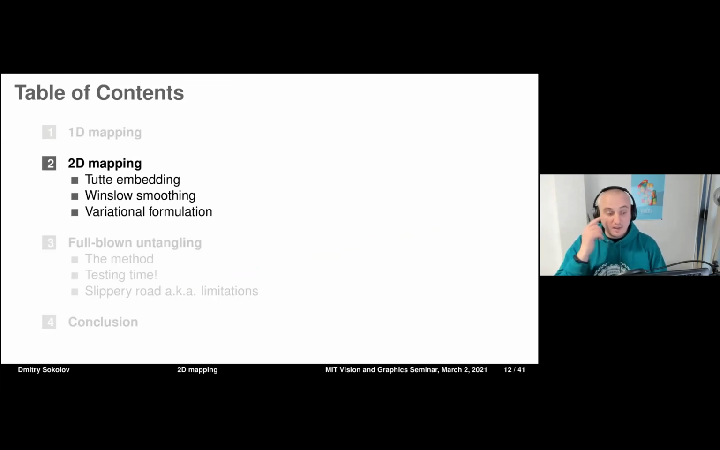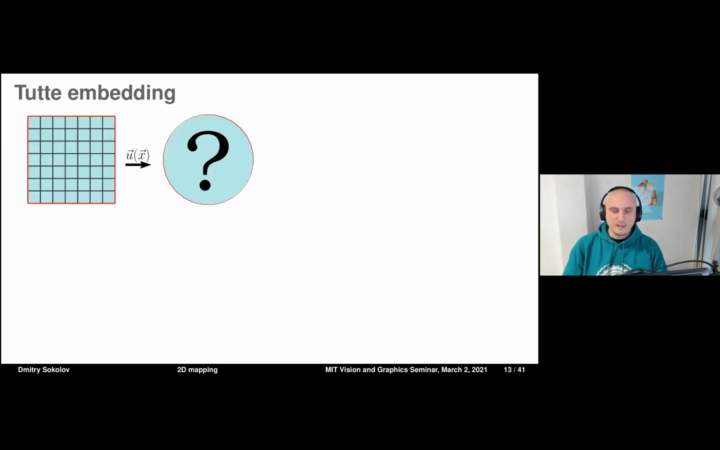Now, let us see less trivial examples. We are going to 2D. Imagine that we have a regular grid to map to a disk. Like in 1D, first we consider maps with constrained boundary. The red square is already mapped to the circle. But what about the interior points?